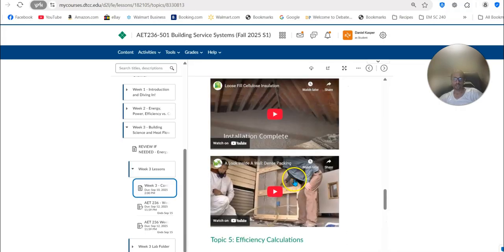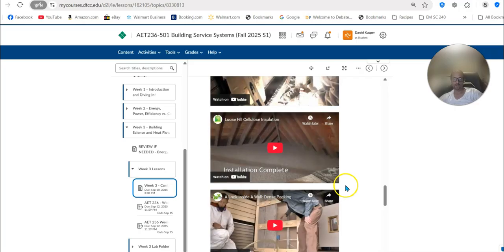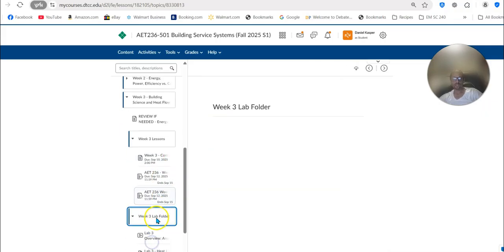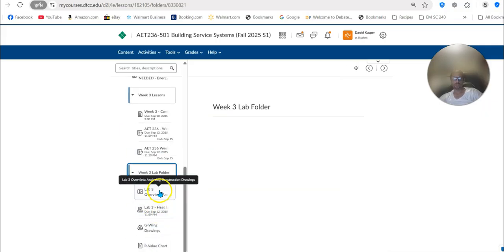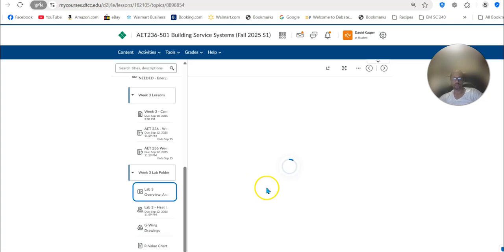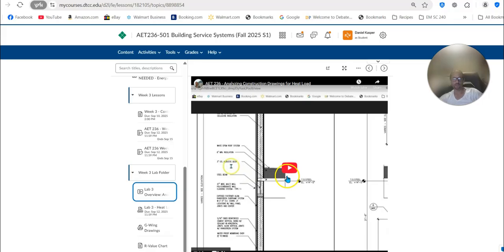Okay, so hopefully that helps get you started, but make sure you go through all the content prior to lab on Wednesday. And then the other thing I want to point out is that in your lab folder, there is this overview video because we're going to be looking at construction drawings of the F-wing, excuse me, the G-wing. And so this will help you navigate that and will hopefully help lab go more quickly.